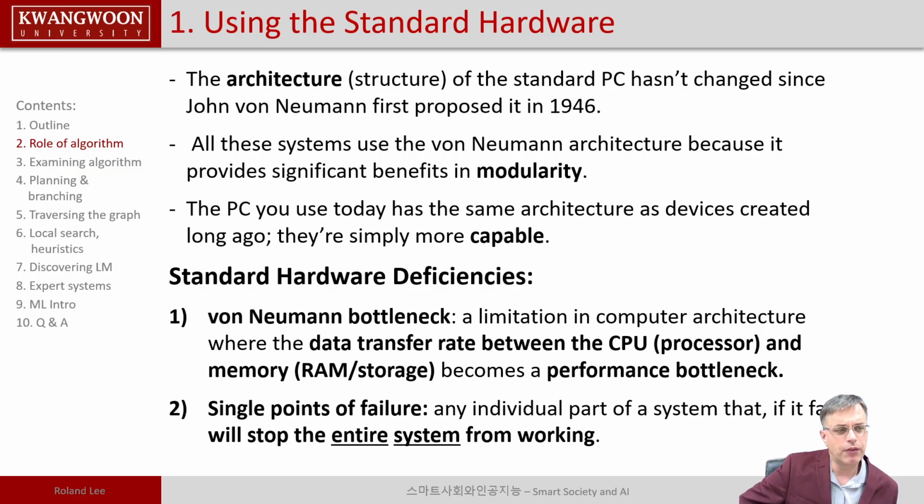Von Neumann bottleneck is the first one. Of all deficiencies, the von Neumann bottleneck is the most serious when considering the requirements of disciplines such as AI, machine learning, and even data science. You can find this particular deficiency discussed in more detail later as well. Here, the limitation is in the computer architecture, where the data transfer rate between the CPU and the memory becomes a performance bottleneck.